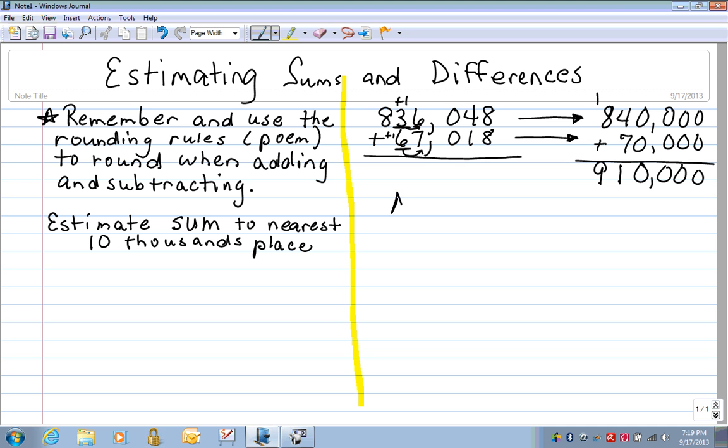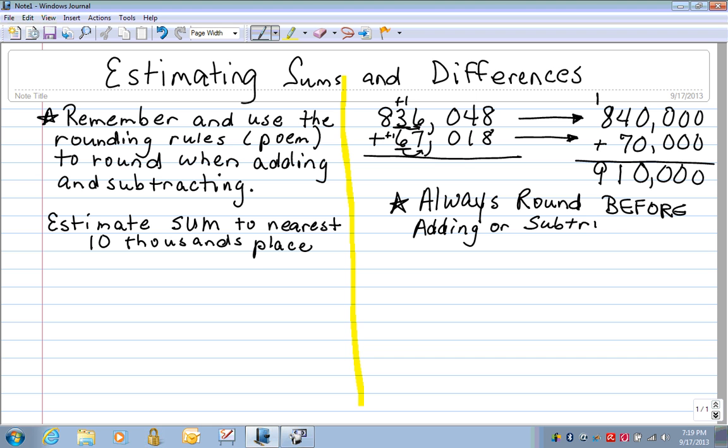Remember, big star, always round before adding or subtracting. We're going to write that twice because it's that important. I'll pause to let you finish notes.